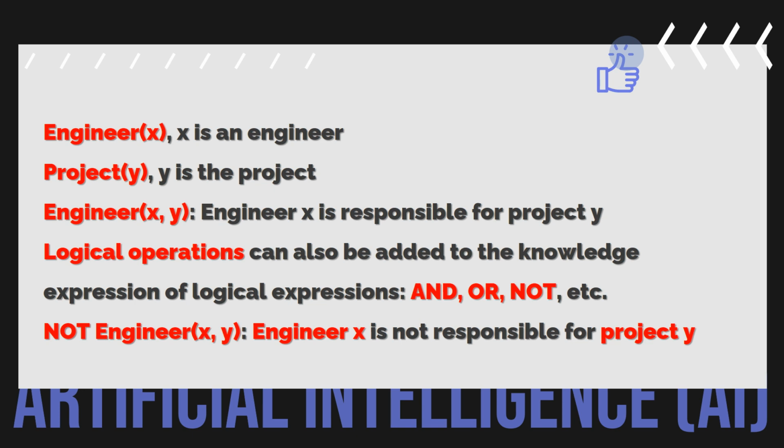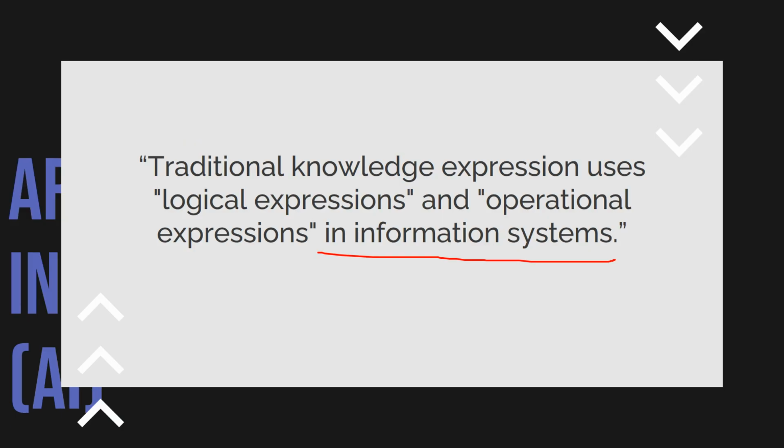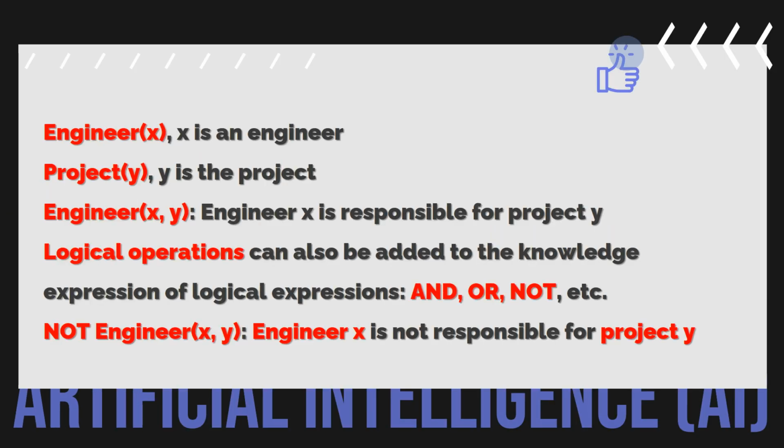And this is a traditional knowledge expression. So, for example, the engineering of X is an engineer, and project of Y is the project. So, the engineering of XY means the engineer X is responsible for project Y, okay? So that's what you learn on the university level, right?